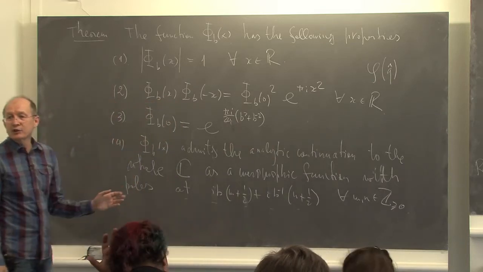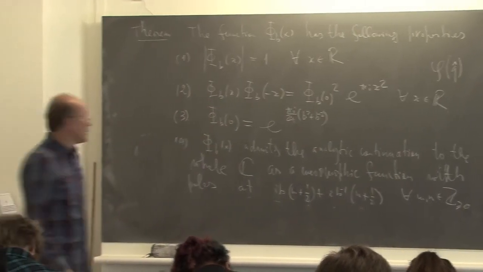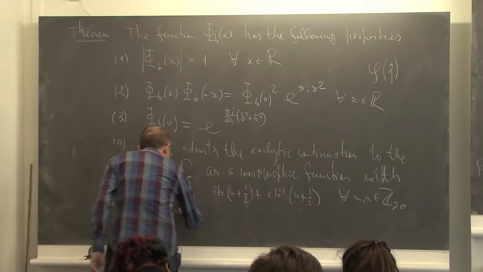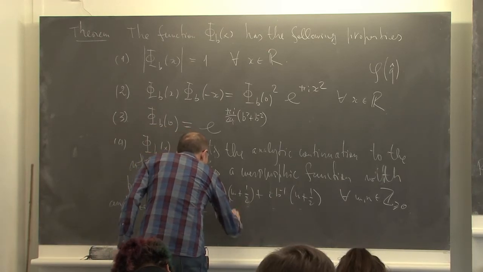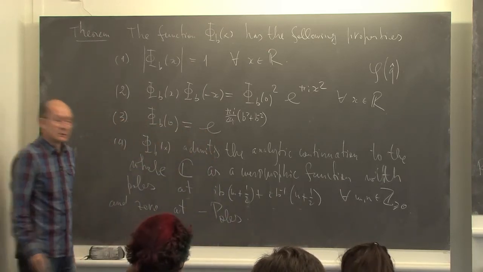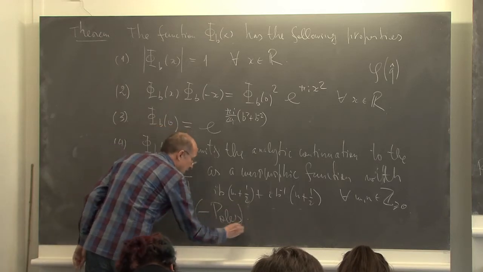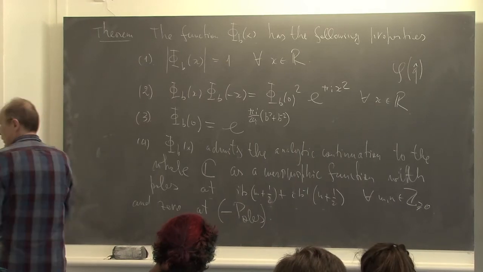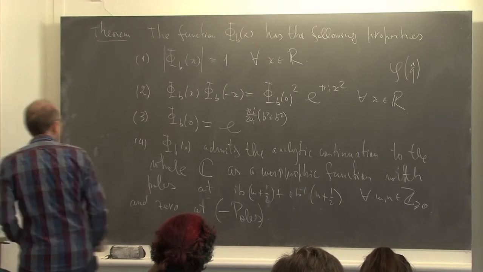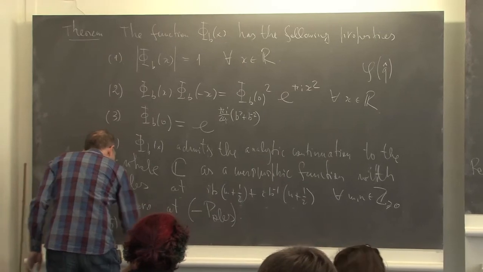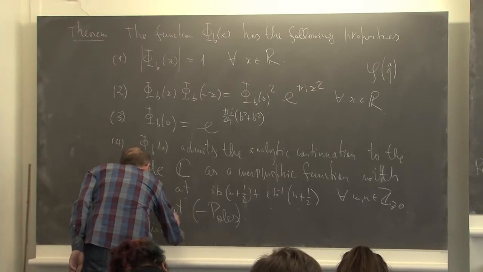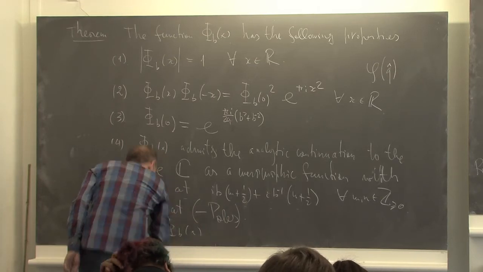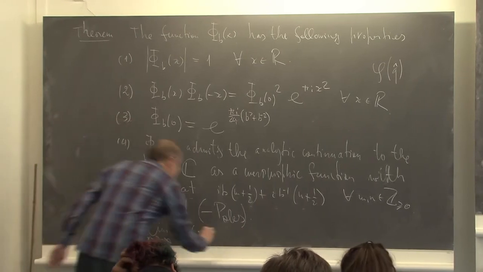So it's a meromorphic function with explicitly known poles, and zeros at minus the poles. Minus is a mathematical minus. And one more thing: the limit of phi b of x when x goes to minus infinity is 1.